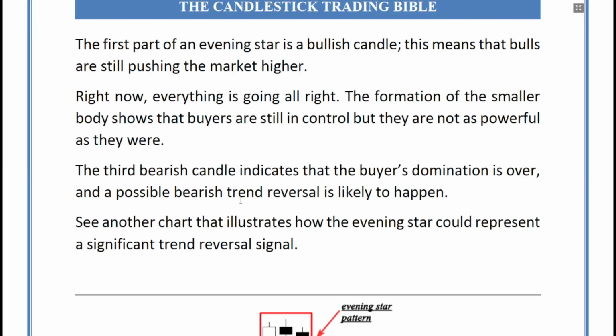Now, the first part of an Evening Star is a bullish candle. It means bulls are still pushing the market higher, or the buyers are in control. Bulls are basically the buyers who are having power, and thus they are called bulls, and they are pushing the market higher. The fact that they are gaining power means that they are pushing the market higher, okay? Because remember, guys, whenever one commodity has a lot of buyers, its price tends to go up. So that is the same.